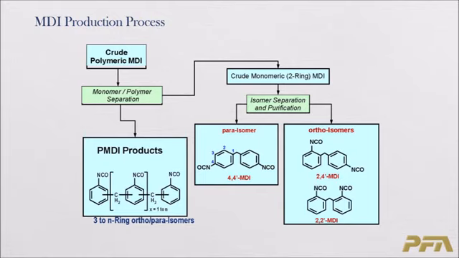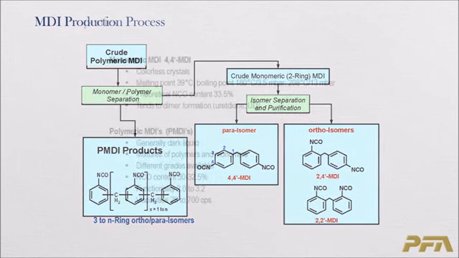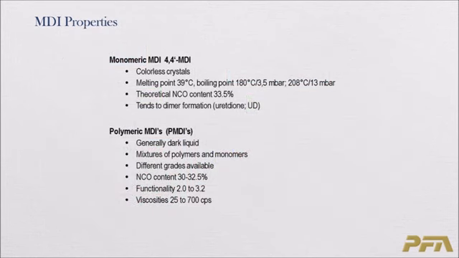So on the monomer side, that pure 4,4 is, again, typically not used that much in flexible foam applications. It's more used in case and elastomer type applications. But what you're dealing with using in flexible foams is the polymeric MDIs, PMDIs. Again, they're typically much darker in color, so the foams themselves, even when they're first produced, are more brown in color. They're often mixtures of polymers and monomers.